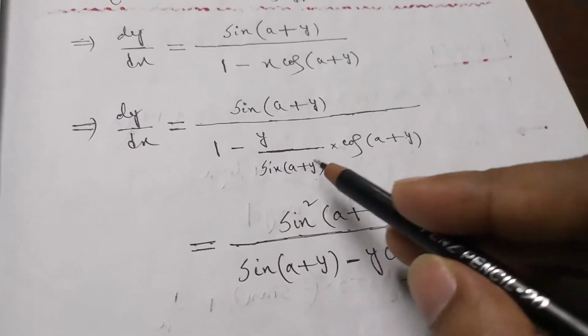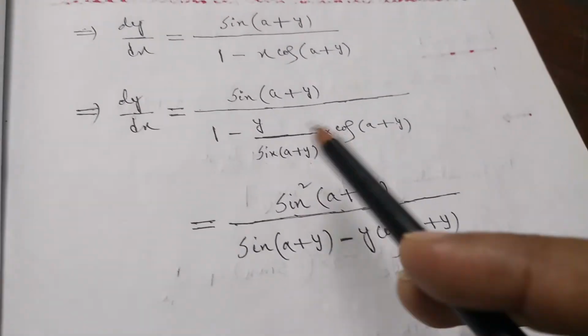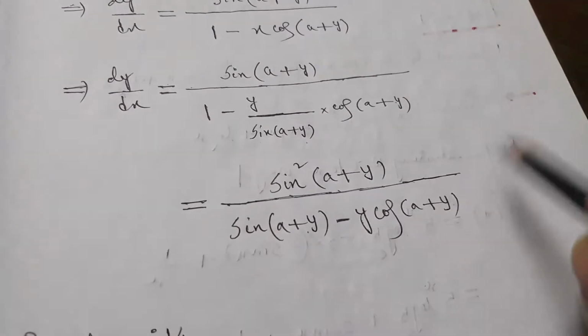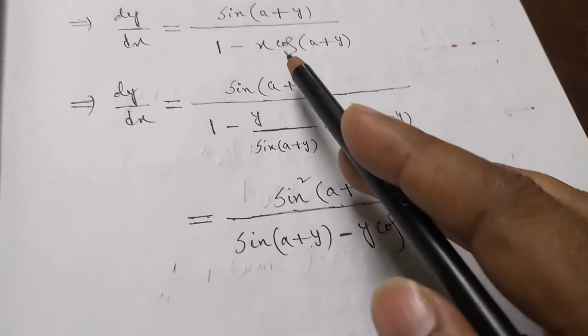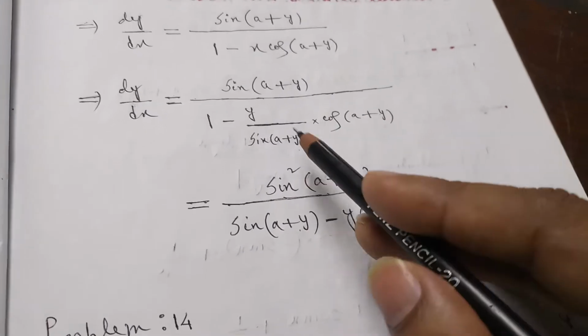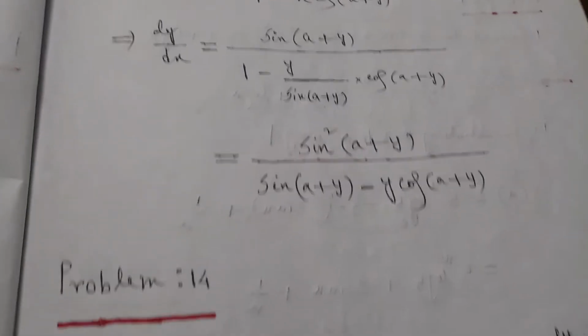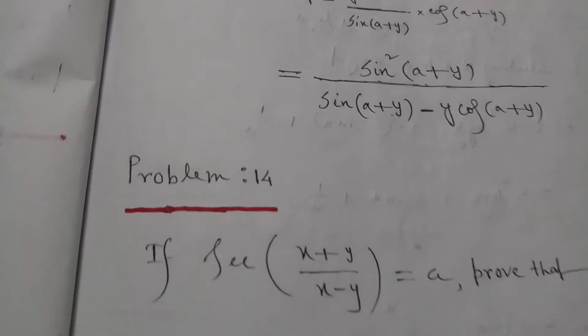Sure. Now LCM this one. So this should be sin(a+y) minus y cos(a+y), and that sin(a+y) is numerator. So sin(a+y) into sin(a+y), that should be sin²(a+y). I think the proof is completed. Clear? So now we go to the next problem.